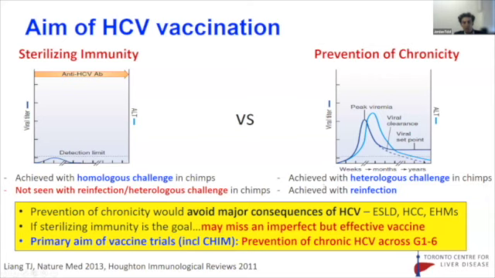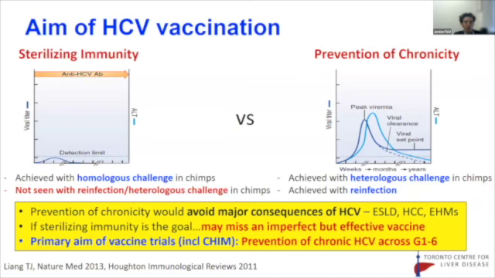This has been achieved with heterologous challenge in chimps, and it's also been achieved with reinfection, where we know that people develop at least partial protective immunity with lower peak viremia and more rapid clearance on repeated infections. So prevention of chronicity would avoid the major consequences of Hep C, and although sterilizing immunity might be the goal, the problem is it may miss an imperfect but still effective vaccine.